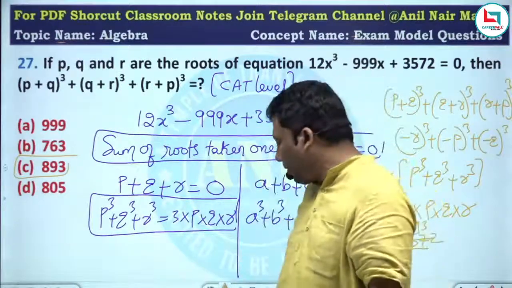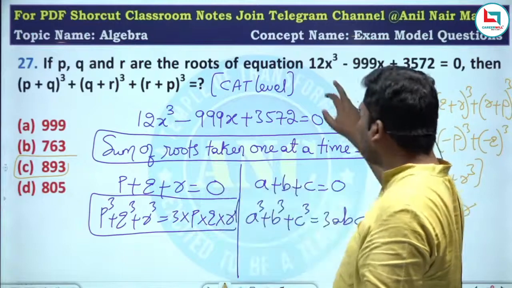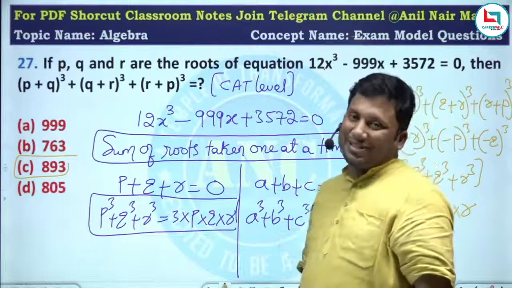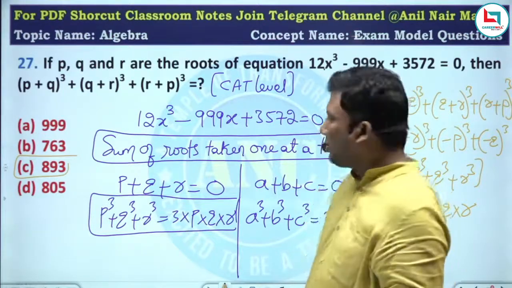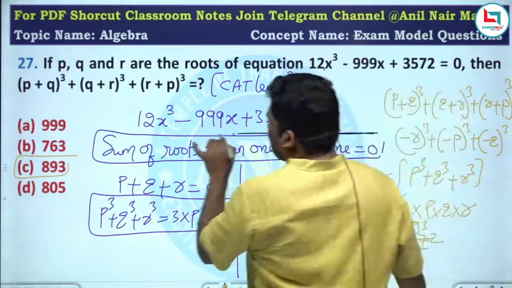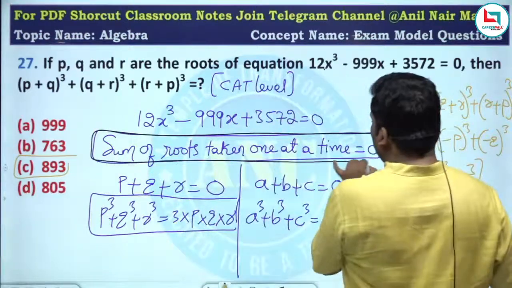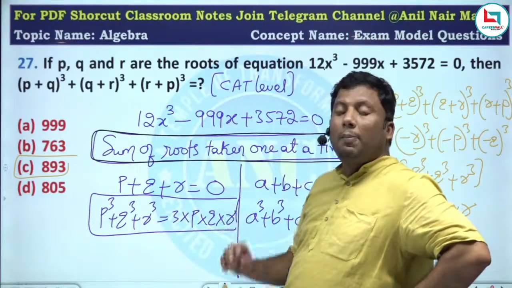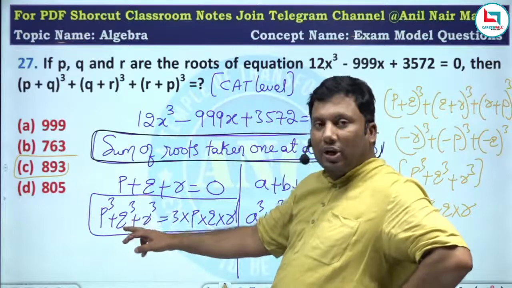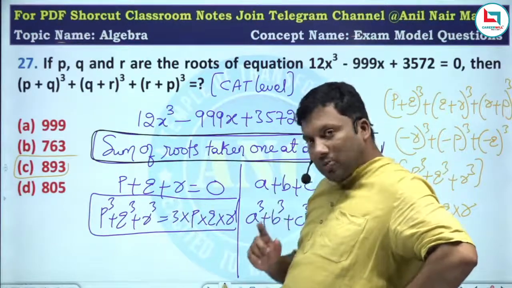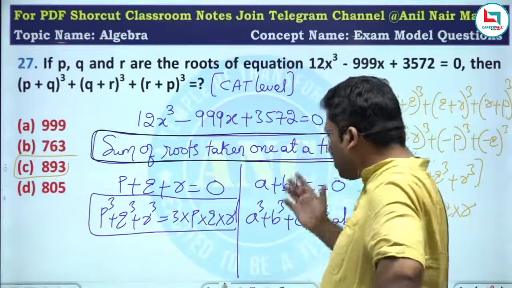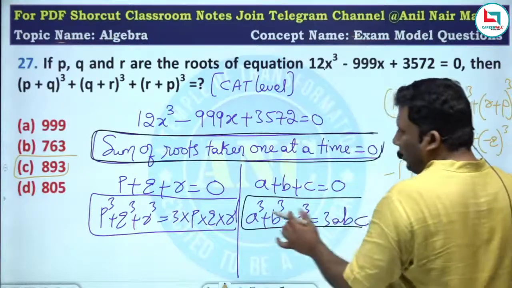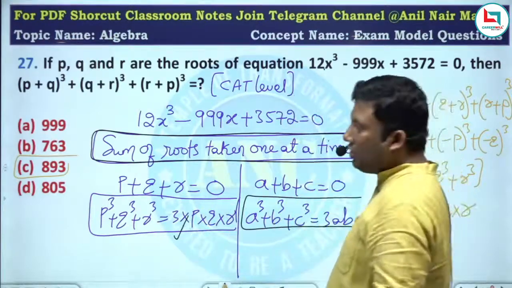The root cause of the problem is 12x cube minus 999x. What is missing? X square is missing. If the coefficient of x square is missing, that means the sum of the roots taken one at a time is 0, meaning P plus Q plus R is 0. A plus B plus C equivalent to 0 means A cube plus B cube plus C cube is equivalent to 3ABC. So it is equivalent to 3 into P into Q into R.